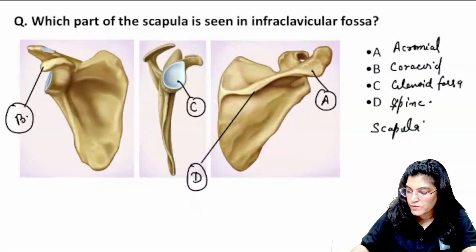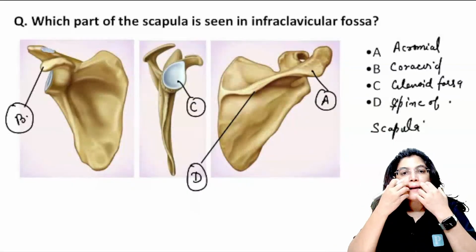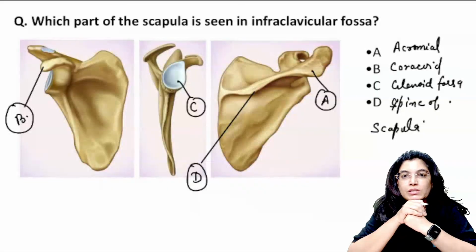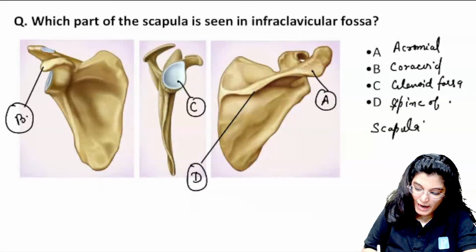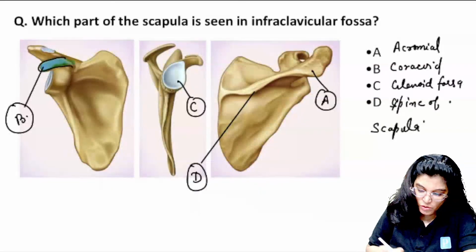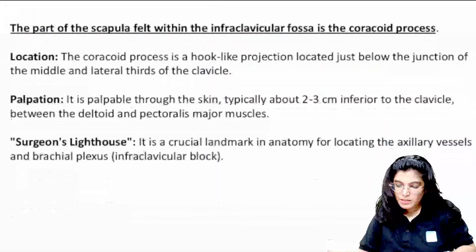Can you see the spine of the scapula? So we have to know which bony structure or part of the scapula is lying in the infraclavicular fossa. That structure is the coracoid process. This coracoid process is located in the infraclavicular fossa, and it is a beak-like projection of the scapula. So just see here.